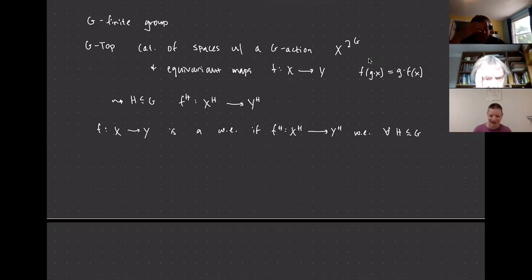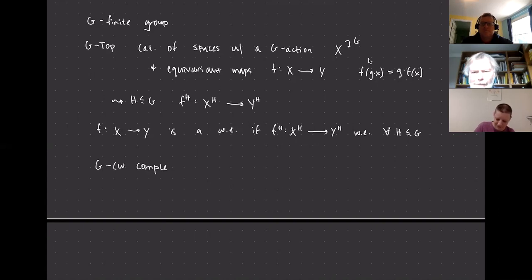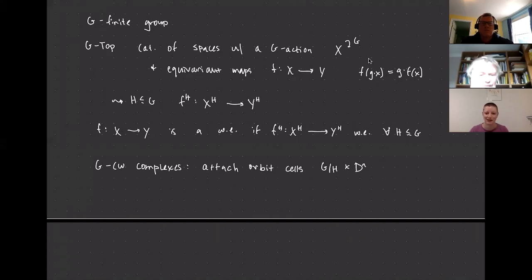Okay, but as in non-equivariant homotopy theory, of course, I don't really want to think about all spaces. I want to think about nice spaces. So the nice spaces here are called GCW complexes. And I'll say these are formed by attaching orbit cells, but I'll make that more precise. So what's an orbit cell? I've got G mod a subgroup, that's an orbit, cross a disk. I can give this the diagonal action and I'll take D^n, that disk, to be fixed.